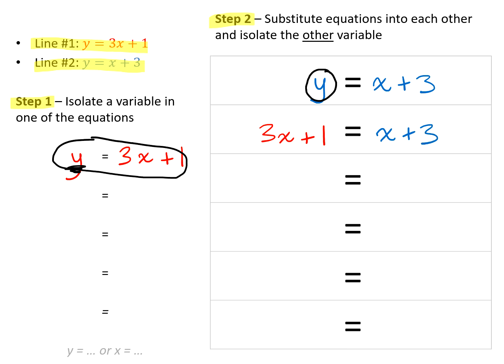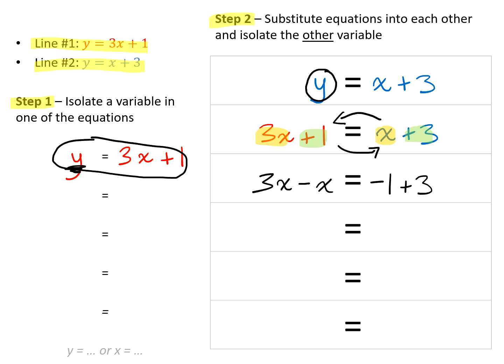Once we do that, we can identify like terms. 3x and x are like terms, while plus 1 and plus 3 are like terms. I want all my x's on the left side of the equation, which means I'm going to bring this over. And when I bring it over, it becomes the opposite. That becomes negative x. And I want all my numbers or constants on the other side of the equation. I want it on the right side. So that positive 1 now becomes negative 1, and this positive 3 stays exactly the same.